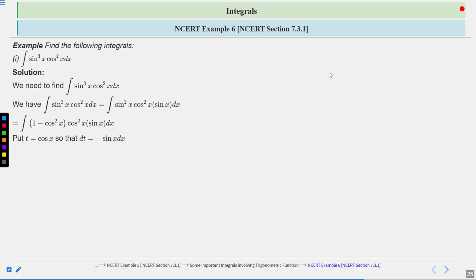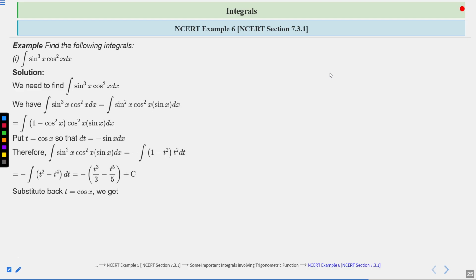Now let's put t equal to cos x, so that dt will be equal to minus sin x dx. Therefore, the integral becomes minus of integration of (1 minus t square) into t square dt. We can write it as minus of integration of t square minus t to the power 4 dt, which will be equal to minus of (t cube upon 3 minus t to the power 5 upon 5) plus c.